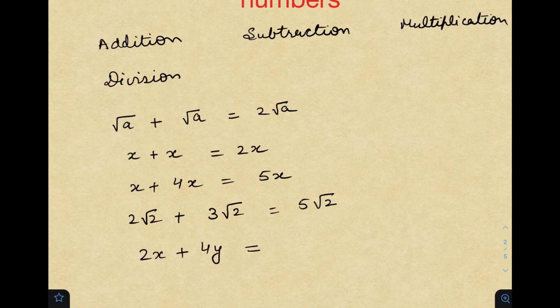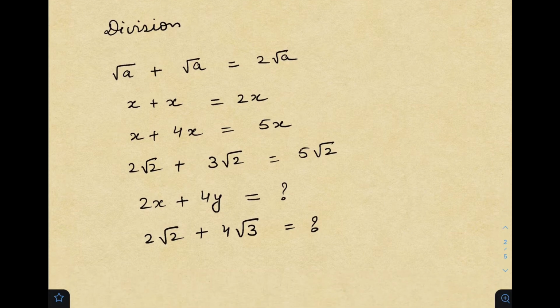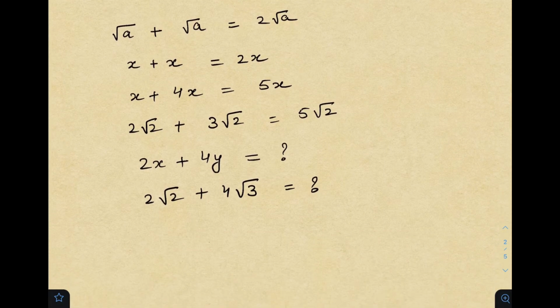What will be the sum if the algebraic expressions have different variables? If I have 2x plus 4y, can I add their coefficients? Same way, if I have two different irrational numbers, root 2 and root 3, can I add their coefficients? No, as I cannot add 2x plus 4y because they are unlike terms. Same way, I cannot add 2 root 2 plus 4 root 3. The sum will remain the same.